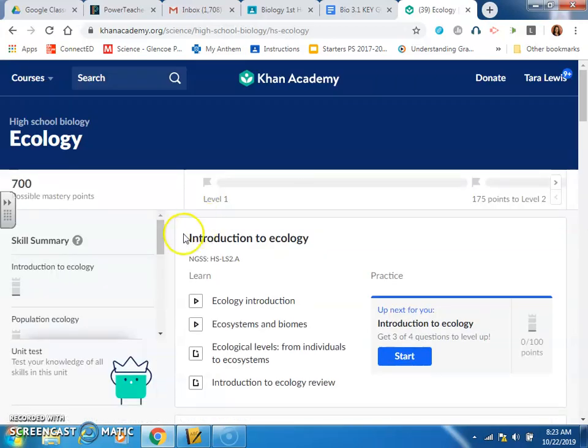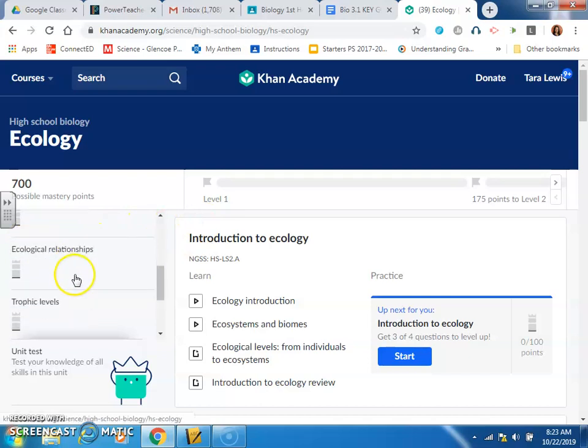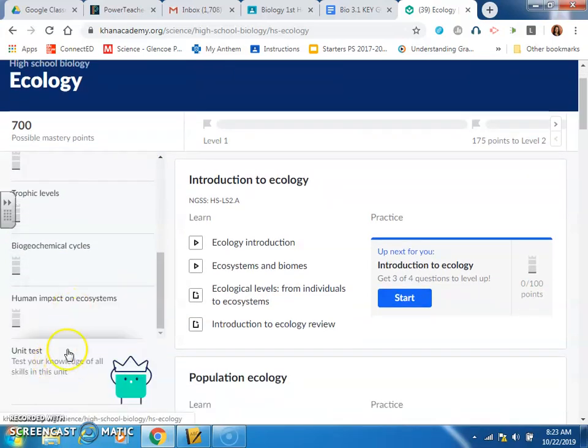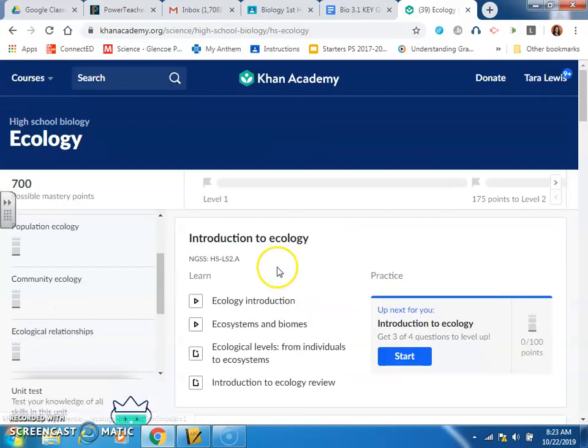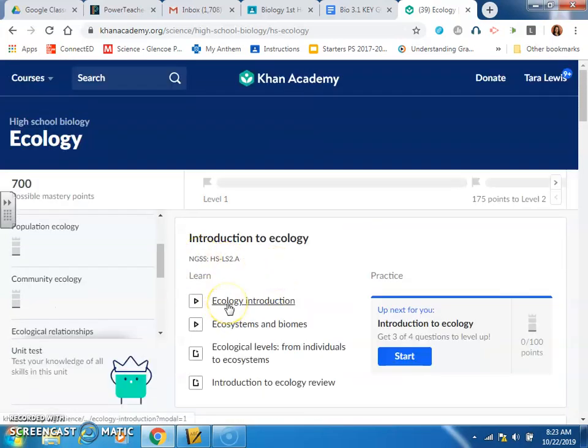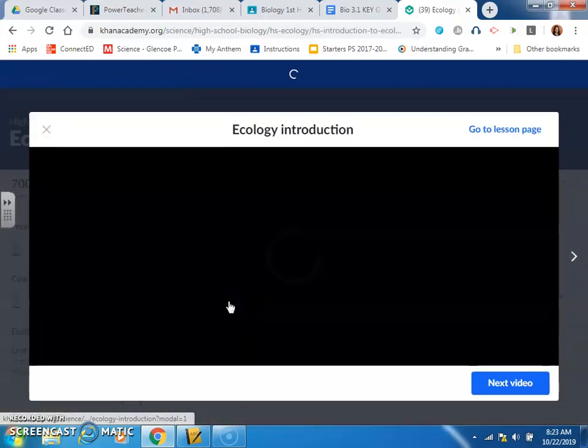So here's my ecology. It shows me my skill summary. For population, it tells me how good I do, and it even will give me a test and will tell me which ones I get wrong. So what it does first is it has you go in and it has you watch a video, and then it has you doing assignments, and then it has this for you. So let's take a look.